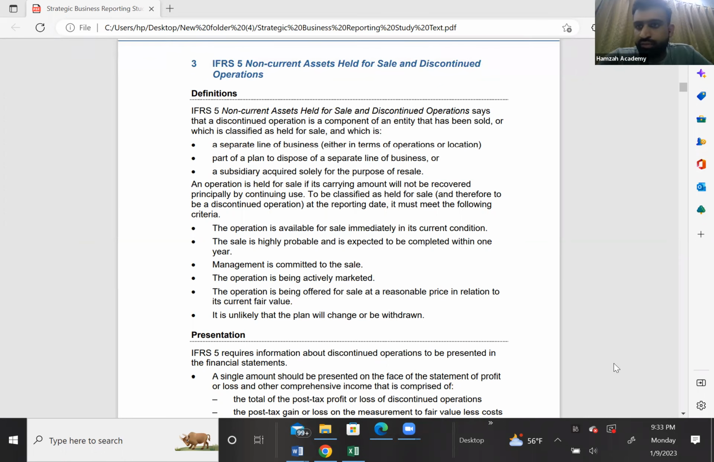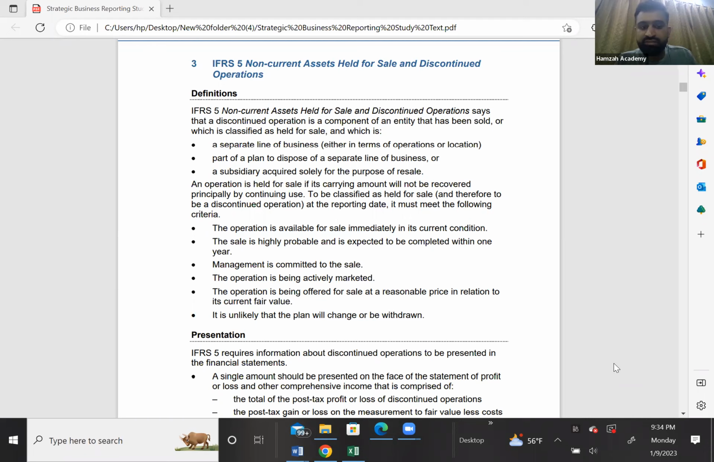Asset held for sale, first of all. Asset held for sale means those non-current assets about which we have taken a decision that we will no more use. Rather than using those assets, now we have decided that we will dispose or sell such assets. So such a group of assets is known as non-current asset held for sale.